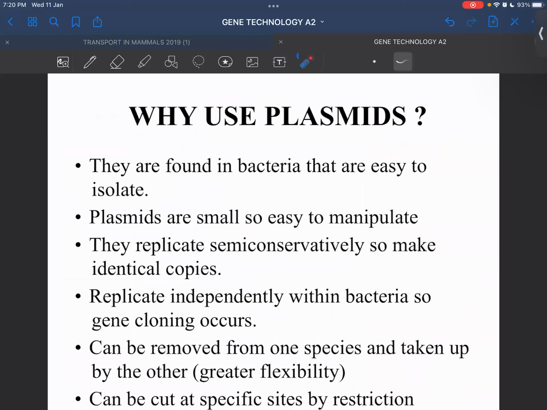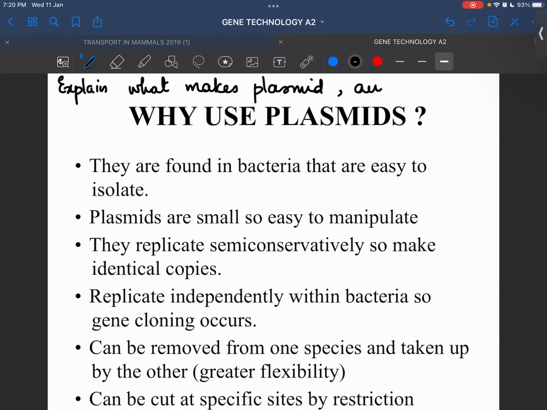This question is very frequently asked: why are plasmids considered to be ideal vectors? I'll make it a question. It's like an A level question, 3 to 4 marks in the structured paper: explain what makes a plasmid an ideal vector.